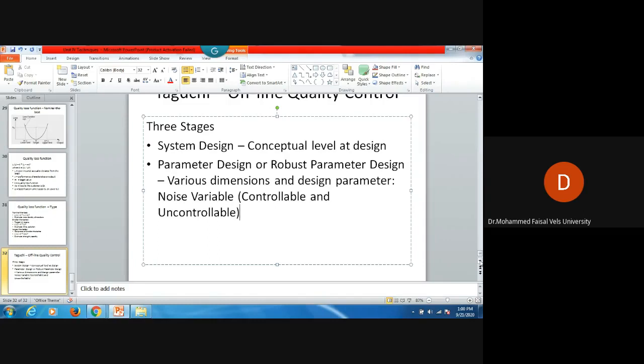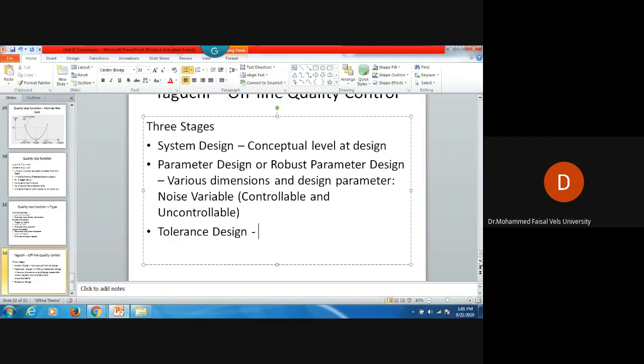Then we try to find the relationship. Then we try to reduce it. We have to reduce the noise variation. Then finally, another important one is that we need to have a tolerance design. Tolerance design also. Everything is related to your design.